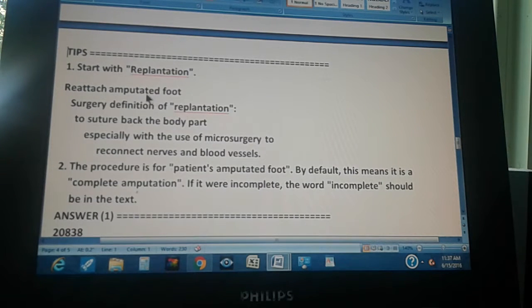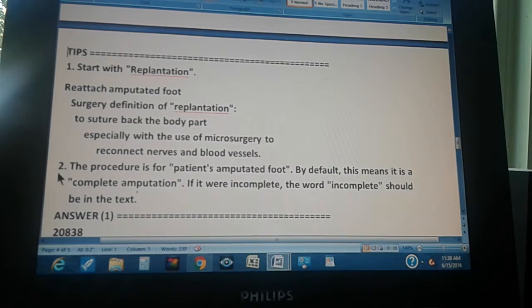The first tip: start with replantation. And now, what is replantation? We have a little explanation of what it is. It's reattaching an amputated foot. This is a surgery definition of replantation: to suture back the body part, especially with the use of microsurgery to reconnect the nerves and the blood vessels. Okay, that's what replantation is.